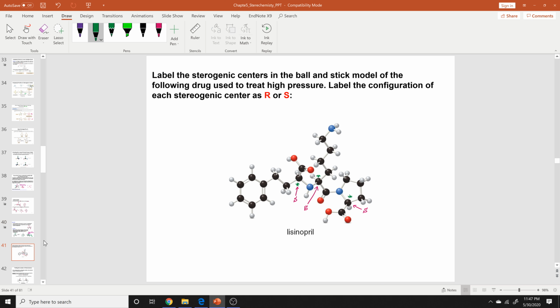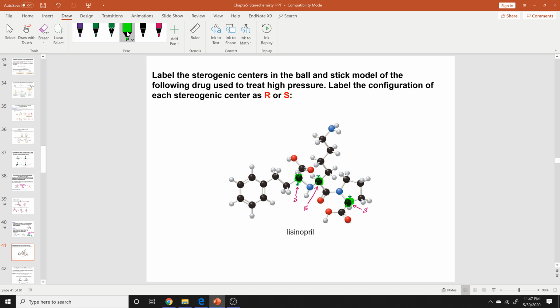Label the stereogenic centers in the ball and stick model of the following. This is a drug that is used to treat high pressure. So it's a large drug. Let's see how many chiral centers we have. A chiral center is a center that has four different groups around it. So I have this as a chiral center, four different groups, 1, 2, 3, 4. I have this as a chiral center, and this as a chiral center. So basically I have three chiral centers with four different groups around them.